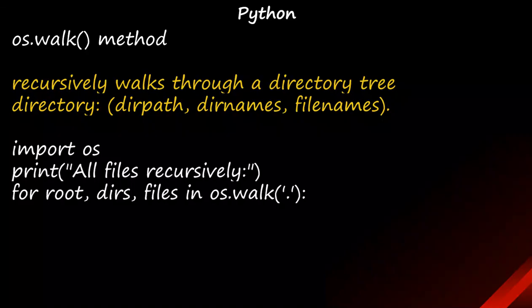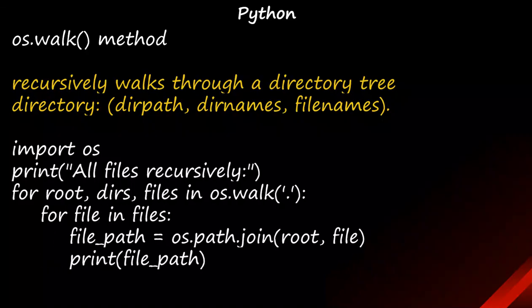Into a root directory there may be subdirectories, and those directories may contain files, in os.walk. So start from the root directory, where dot means the root. For file in files, file_path is equal to os.path.join. This will join the directory path, directory name and file name from the root directory, and it will print all the information using the print function.